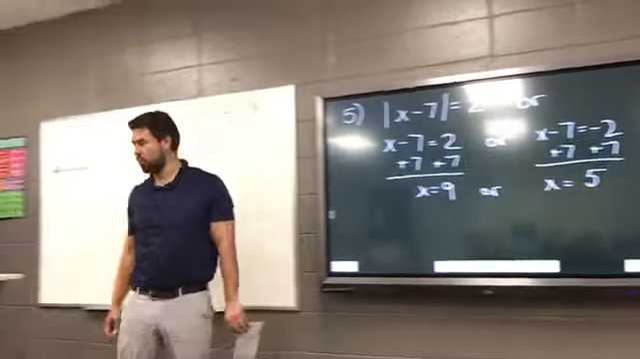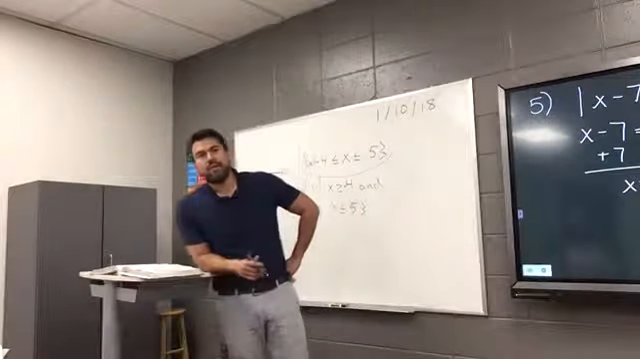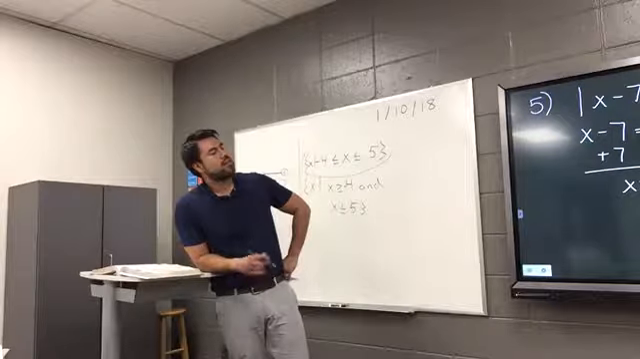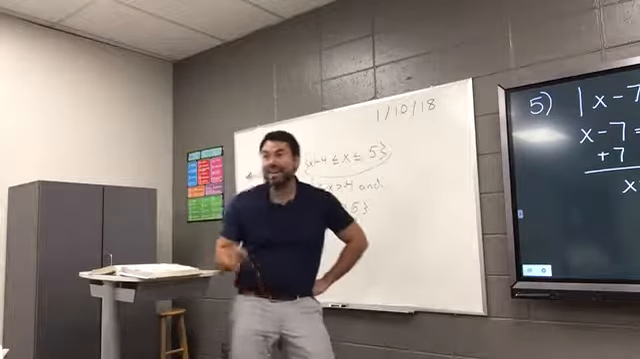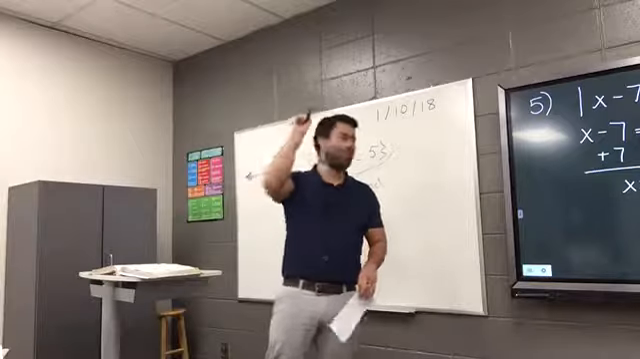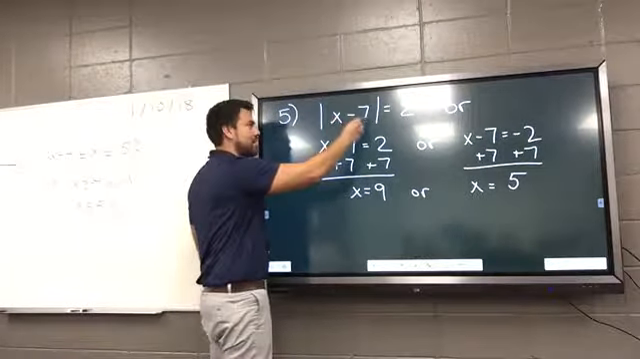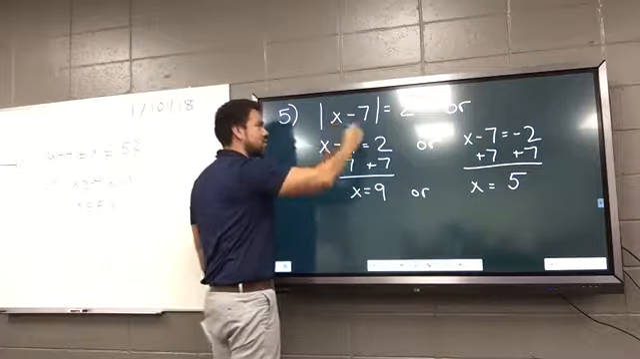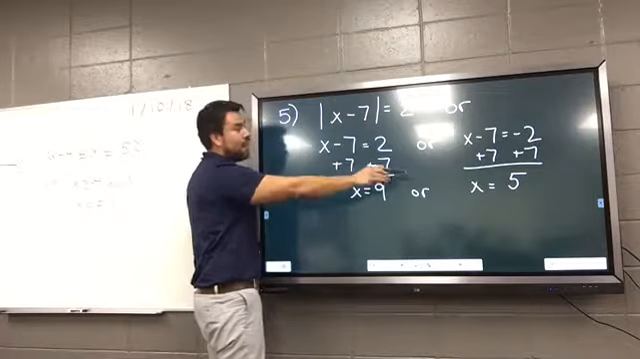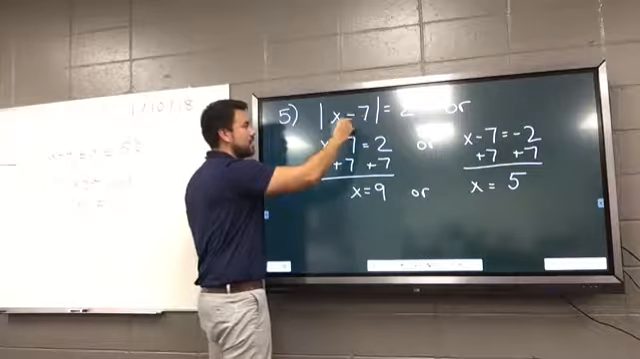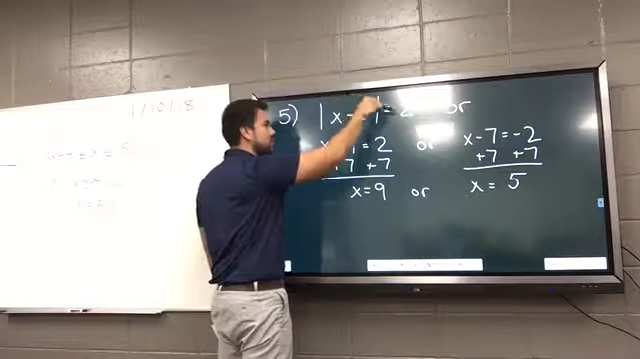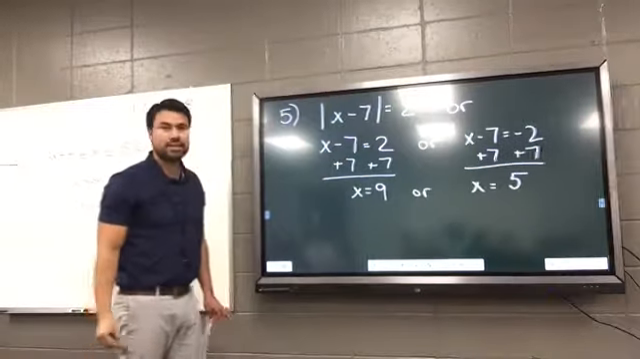So that's your or. What can x be in this problem? x could equal 9 or 5. Does 9 fit here? 9 minus 7 is 2. What's the absolute value of 2? All right, does 5 work? 5 minus 7 is -2, and the absolute value of -2 is 2. So it works. All right, set builder, ready?